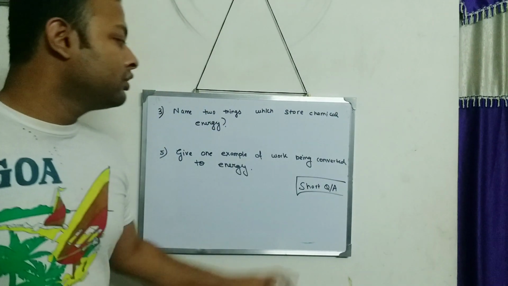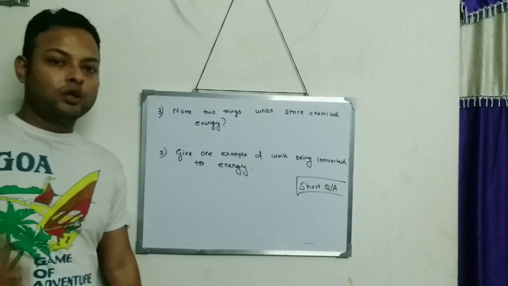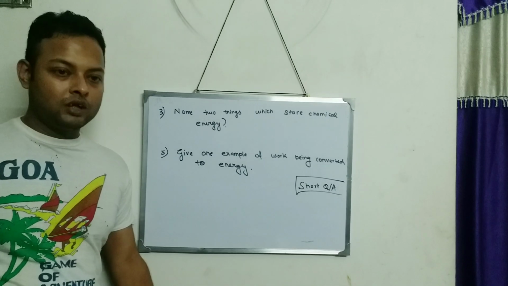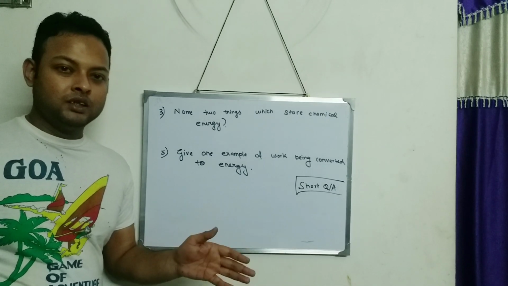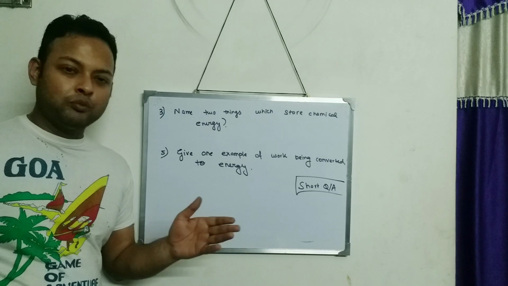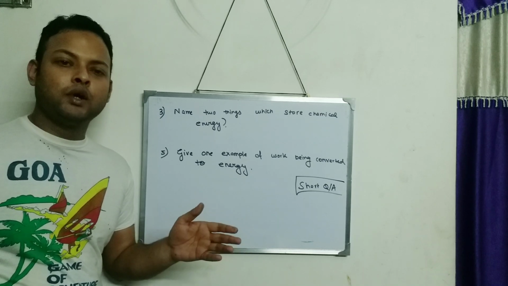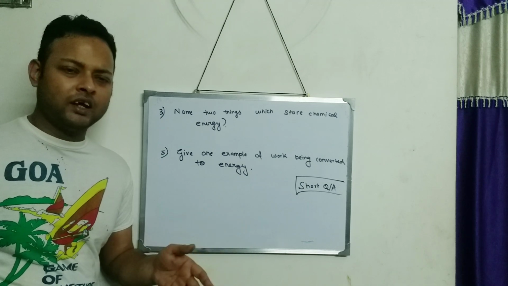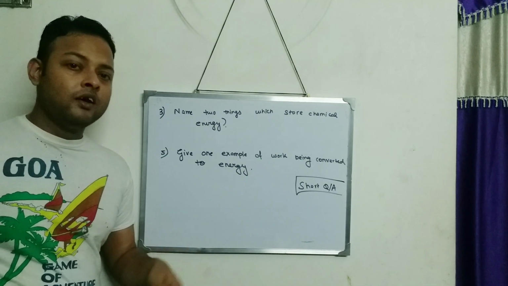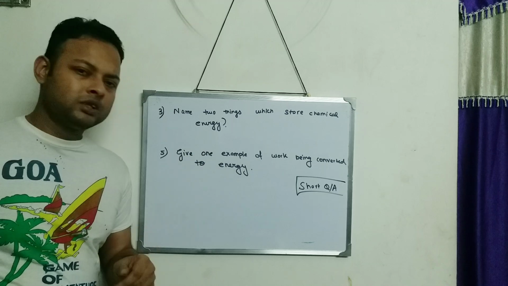Now we come to the short question answers. There are total 5 short question answers. I cannot do all the 5 because most of them are easy. Those are direct questions. Some questions are just like state the other forms of energy other than mechanical energy. I think you know it is chemical, light, sound, magnetic, whatever energy. So I feel if I do these 2 questions, that will be enough for you.